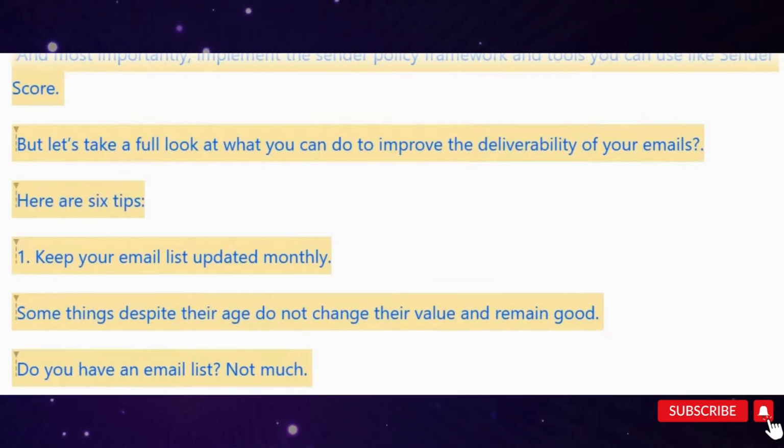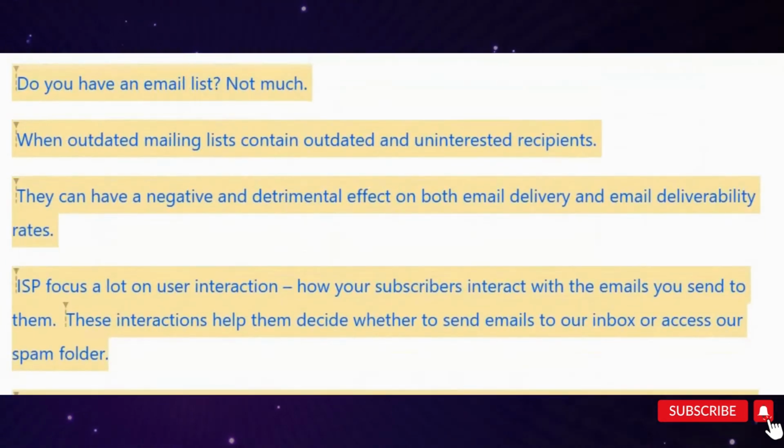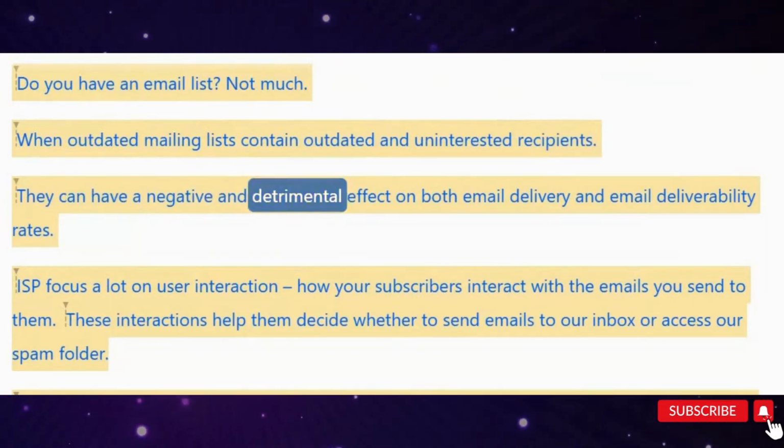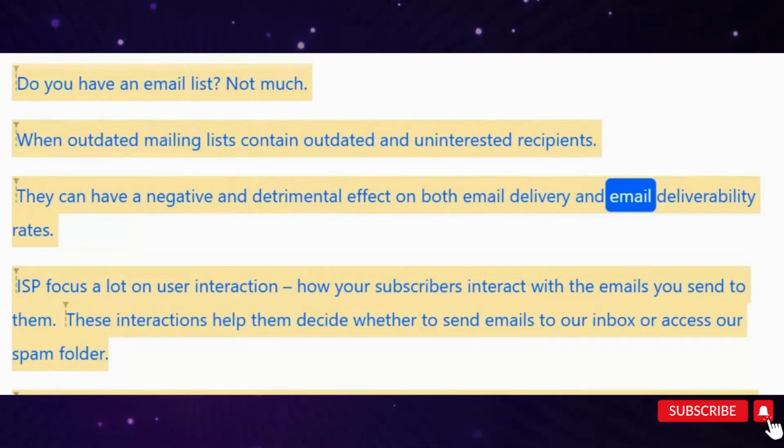Here are 6 tips. 1. Keep your email list updated monthly. Some things, despite their age, do not change their value and remain good. Do you have an email list? Not much. When outdated mailing lists contain outdated and uninterested recipients, they can have a negative and detrimental effect on both email delivery and email deliverability rates.